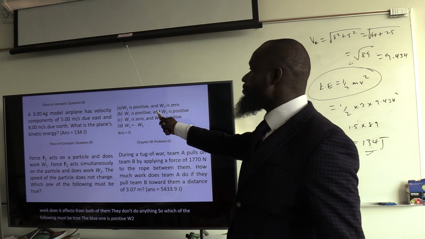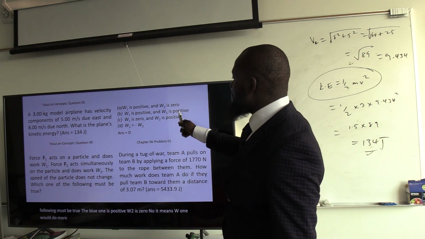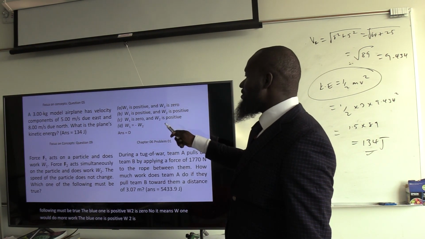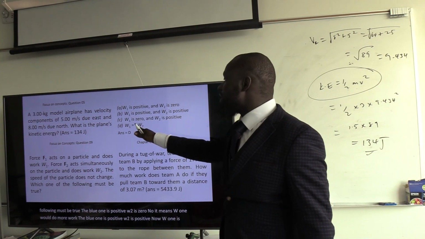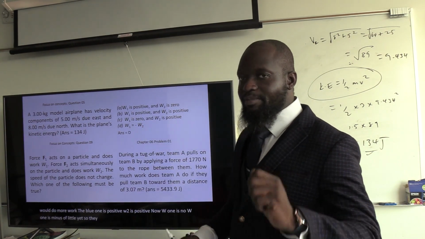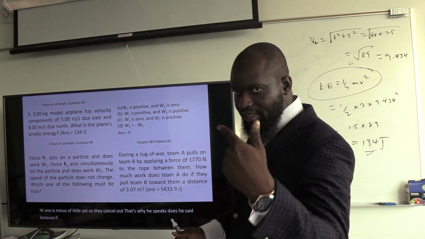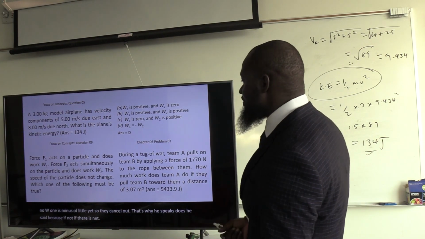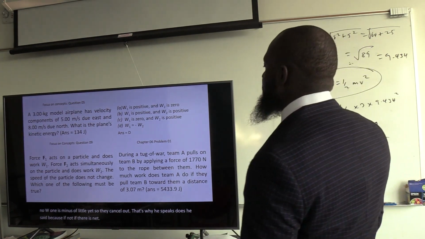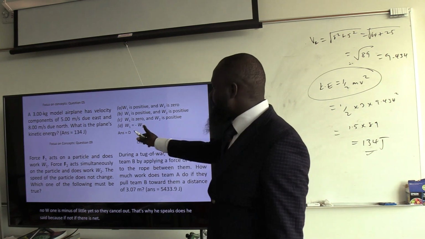It means W1 will do more work. W1 is positive, W2 is positive, no. W1 is 0, no. W1 is minus W2, yes. So they cancel out. That's why the speed stays the same. Because if there is net work, you're going to have a change in kinetic energy and the speed is going to change. Is that okay? So the correct answer is D.